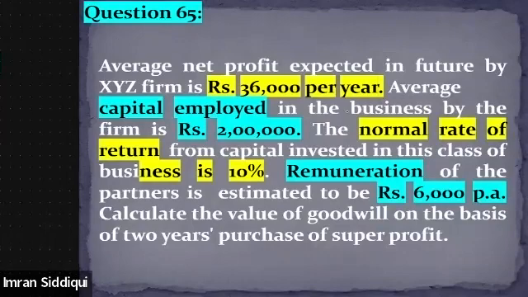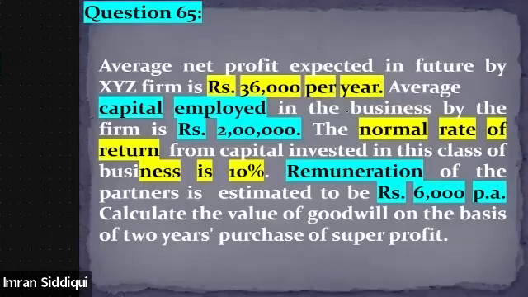Average capital employed is 2 lakh. This is the capital employed by the firm. Normal rate of return is 10%. Remuneration of the partner is estimated to be 6,000 per annum. Calculate the value of the goodwill on the basis of 2 years purchase of super profit. Okay.